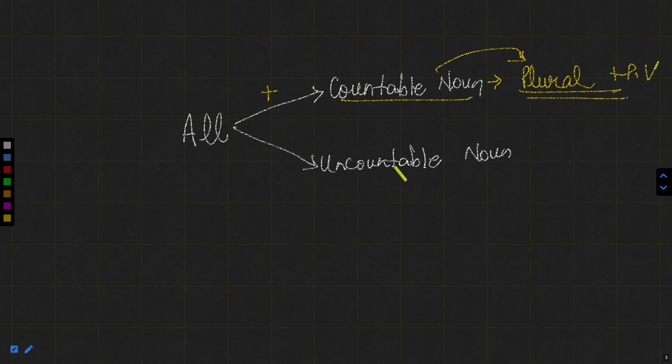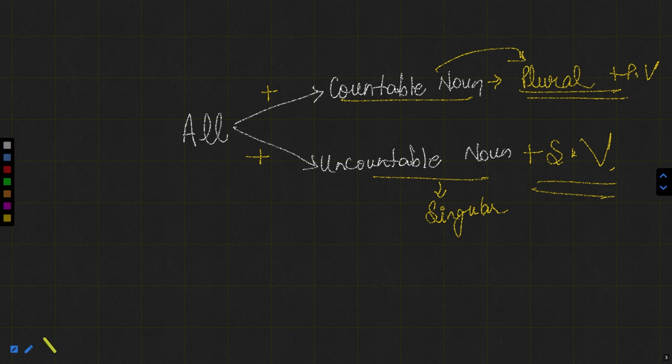But if it is followed by an uncountable noun, it is always considered singular. It cannot be counted in terms of 1, 2, 3. We cannot make it plural. Therefore, this should be singular always. And if it is singular, it means it is the entire part of that particular thing. If I say all the milk, it means the entire part of the milk. How many liters will it be? Now, if it is an uncountable noun, it is always considered singular. Moreover, it will be followed by the singular form of verb only.